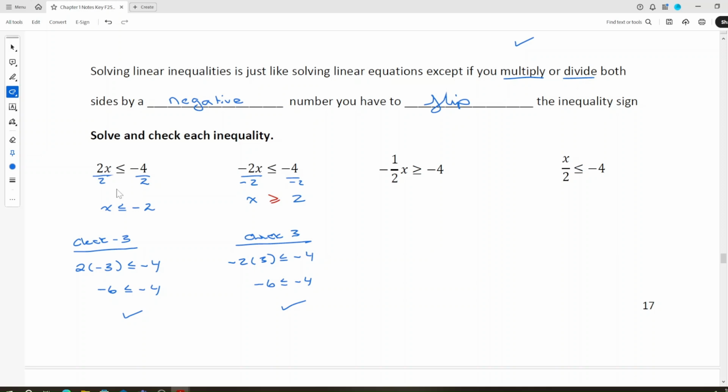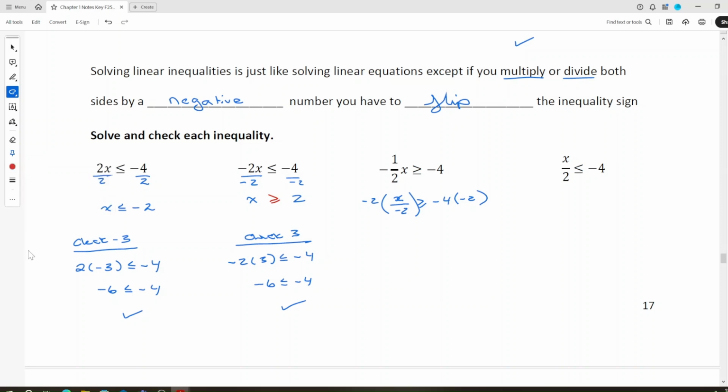What about the next one? To get x by itself, what's happening here? Well, it's multiplying by negative half, or I could think of this as x divided by negative 2. To get the x by itself, I'm going to multiply both sides by negative 2. Should I flip the sign?